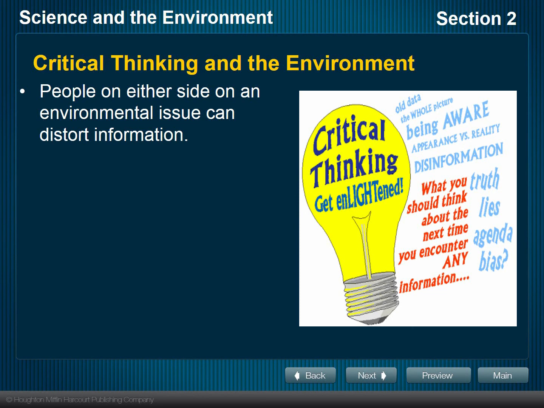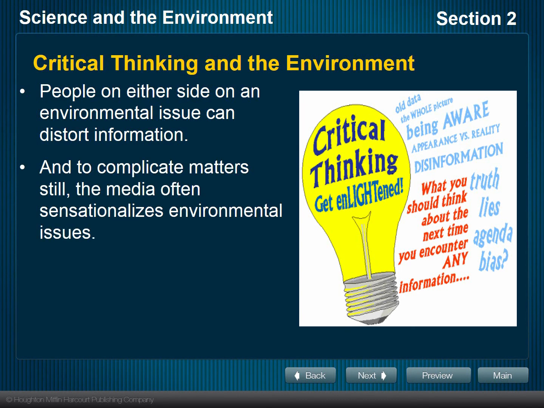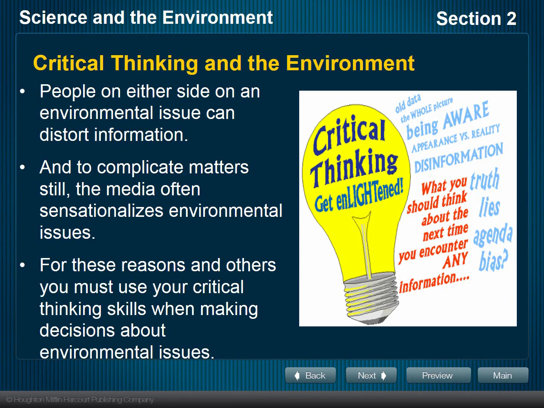People on either side of an environmental issue may feel passionate about their cause and can distort information to mislead people about the issue. Research done by scientists is often used to make political points or is misinterpreted to support controversial data. Also, the economic influences of an environmental issue may be oversimplified or understated. And to complicate matters still, the media often sensationalizes environmental issues. For these reasons and others, you must use your critical thinking skills when making decisions about environmental issues.